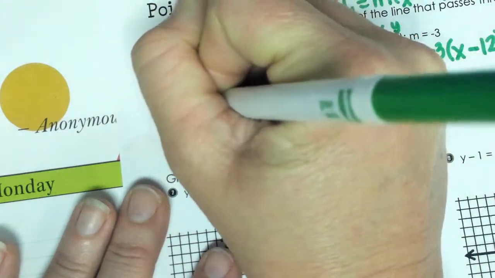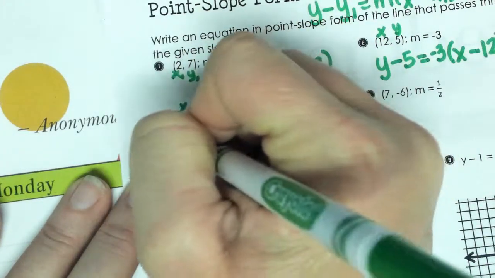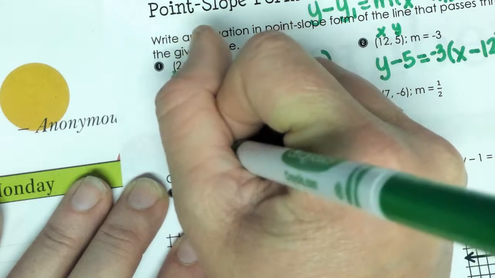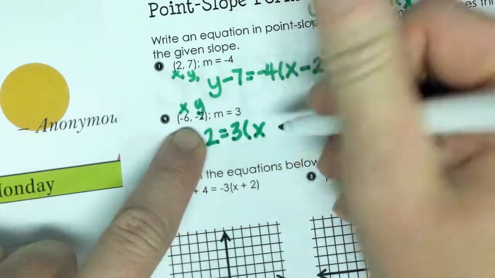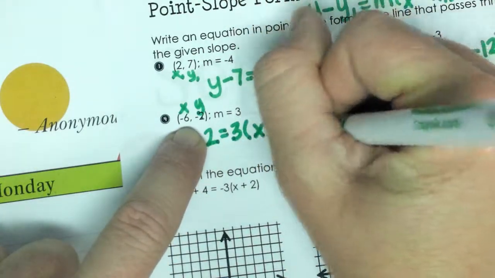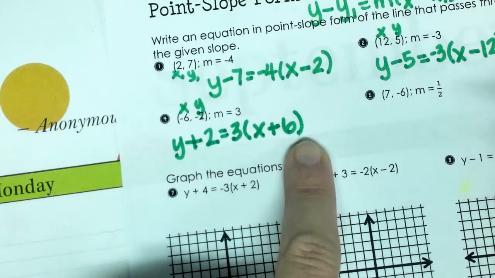So here's my x, here's my y. And now I have y minus, but it's going to become a plus because my y value is negative. So y plus 2 equals 3 times x. And the same thing is going to happen here. My minus is going to become a plus because my x value is negative as well. So y plus 2 equals 3 times x plus 6.